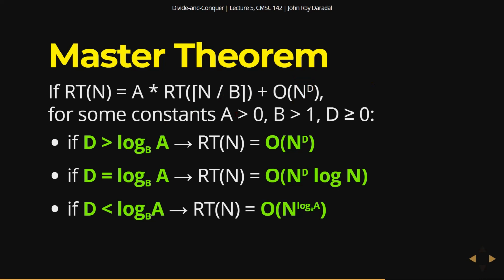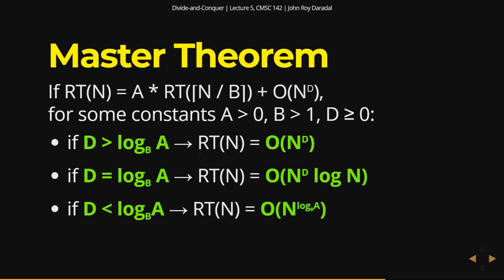So based on the relationship of d, a, and b, if d is greater than log of a base b, then this is the running time, O of n raised to d. If d is equal to log of a base b, then this is the form of the running time, n raised to d log n. And if d is less than log of a base b, then this is the running time. Okay, so this has already been proven before, and this is the shortcut to finding out the common running times of divide and conquer algorithms, depending on the relationship of d, a, and b.